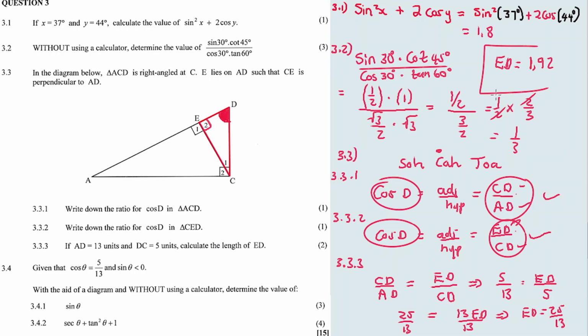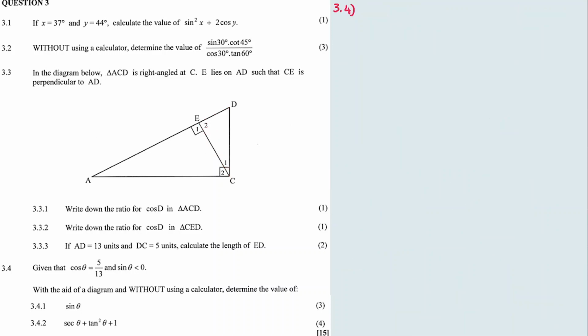So now with 3.4, given that cos theta is equal to 5 over 13 and sin theta is less than 0. With the aid of a diagram and without using a calculator, determine the value of sin theta. Okay, lana siya eraser, then senze 3.4. Okay, now 3.4 siya ku 3.4.1.